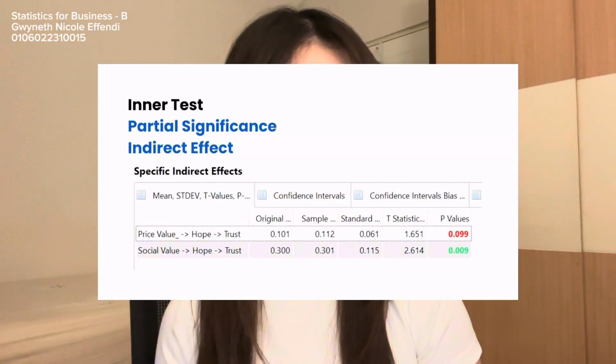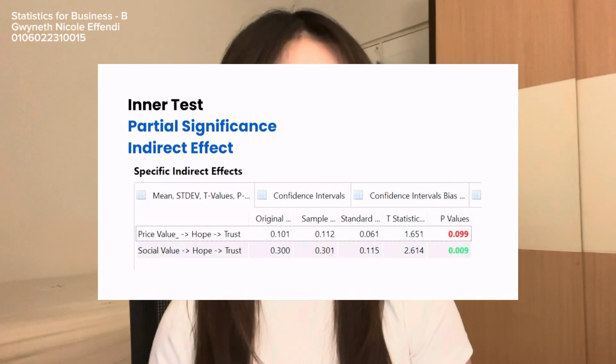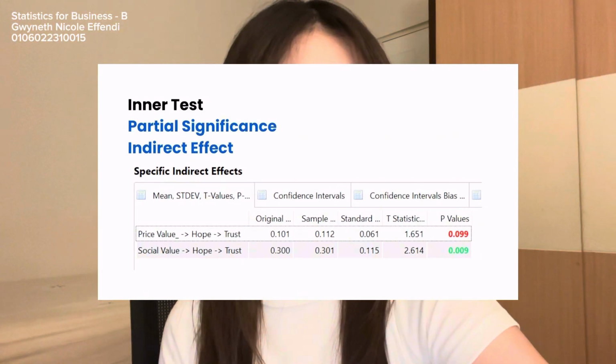Third, we evaluate the indirect effects to identify mediation. If both the direct and indirect effects are significant, this shows partial mediation. For example, one variable affects another indirectly through a mediator, while still maintaining a direct effect.